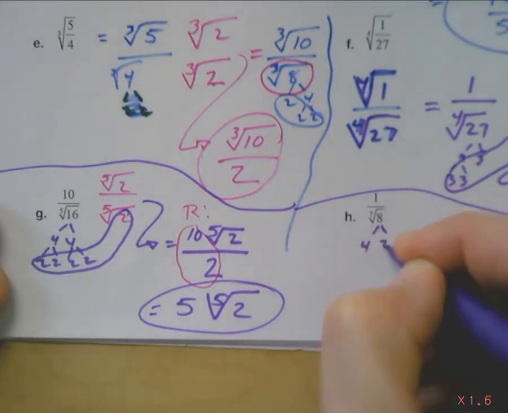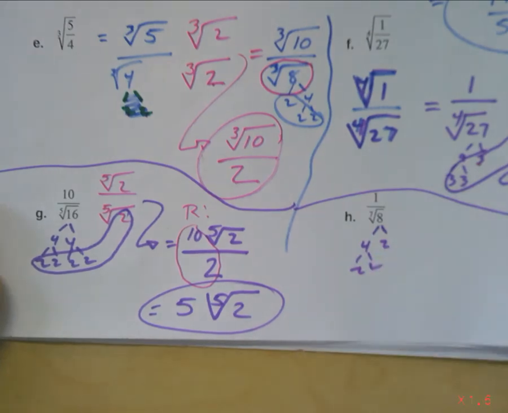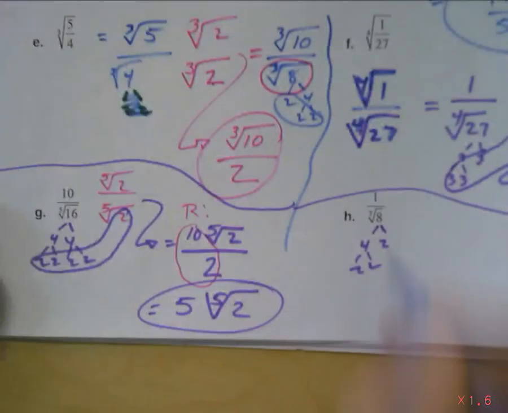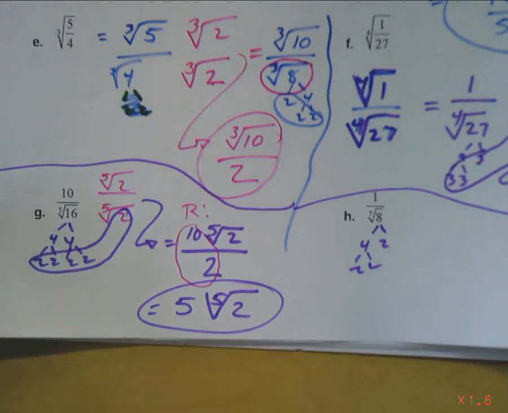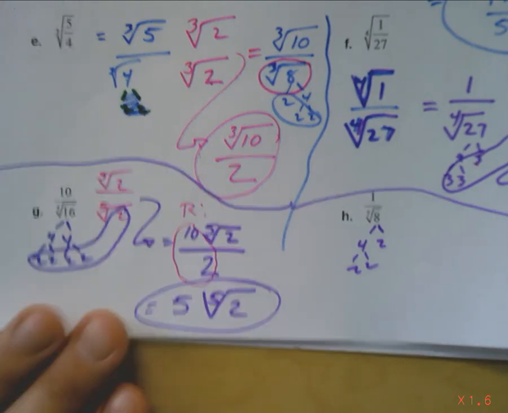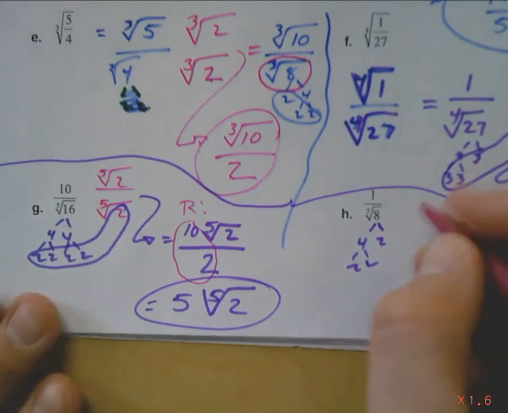8 is 4 and 2, 2 and 2. So I got 3 2s here, right? How many do I need though? 7. I need 7. So if I have 3, I'm missing how many? I'm missing 4. 4 of them? Mm-hmm. All right. So this is what I do.